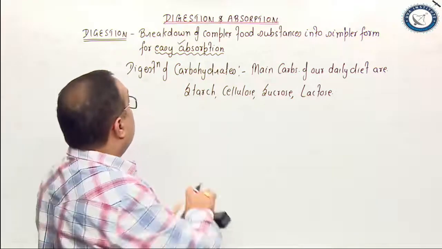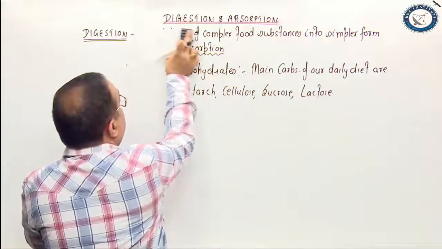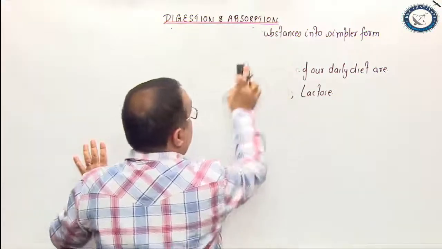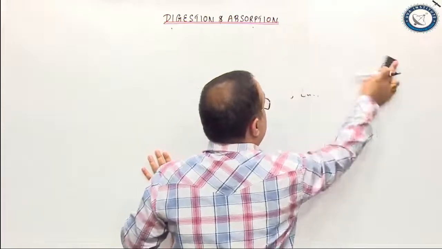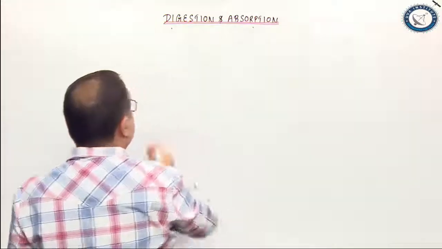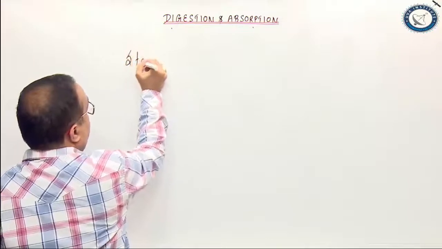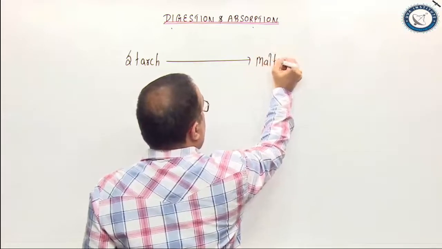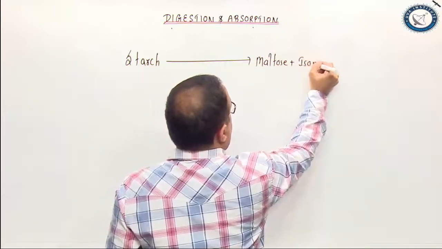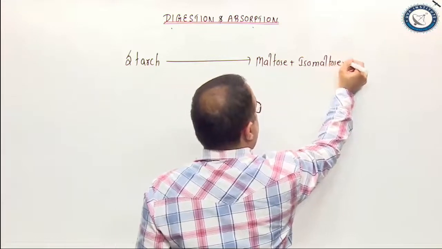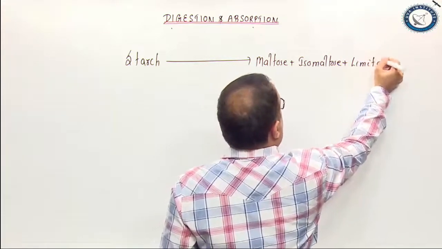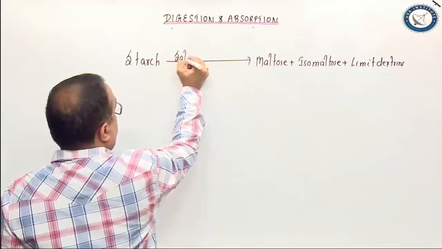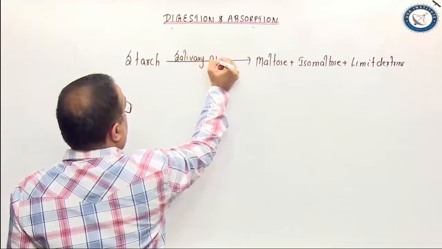Let's start with the buccal cavity. In your buccal cavity, there is saliva produced by salivary glands. Saliva contains the enzyme salivary amylase or ptyalin. That enzyme breaks starch into maltose, isomaltose and limit dextrins. The enzyme is salivary amylase or ptyalin.